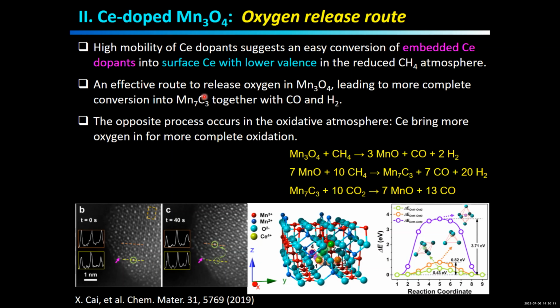And this migration will provide an easy route to release oxygen inside the manganese oxide, which will lead to a more complete conversion to the manganese carbide. And for the last reaction, the opposite process will occur in this oxidative atmosphere. So the surface cerium will tend to migrate into the lattice, which will bring more oxygen for more complete oxidation. And without the cerium dopant, all these reactions will become less complete, which gives rise to a lower production rate.